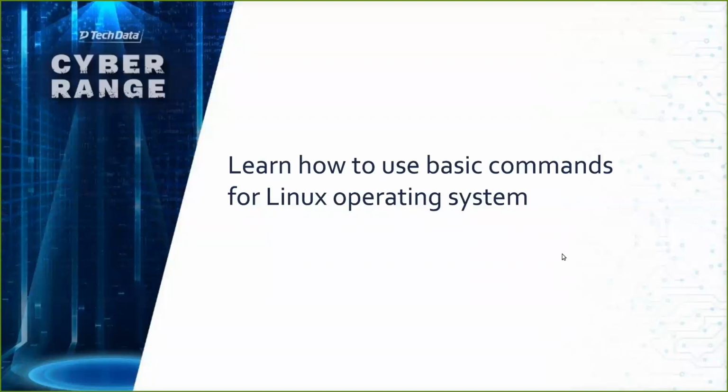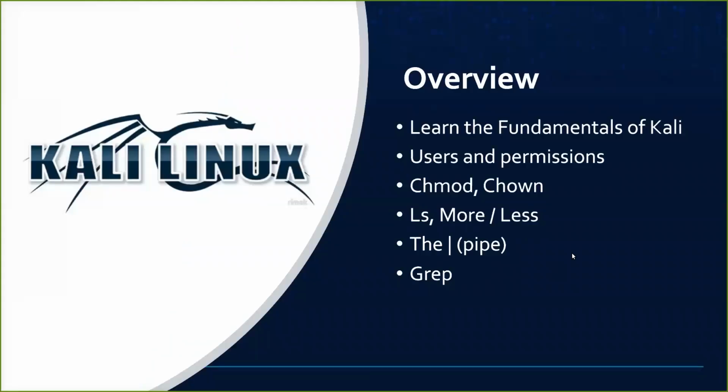So, overview today: we're effectively going to learn about users and permissions, commands such as chmod and chown, which will assist us with those permissions, ls, more and less, which will help us navigate files and read files from the command line, the pipe command, which helps us concatenate different commands together into single commands, and the grep command, which helps us search for words or patterns within text files.